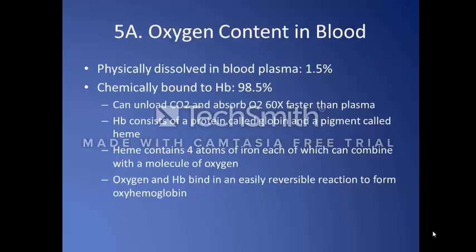Haemoglobin consists of a protein called globin and a pigment called heme. The heme molecule contains 4 atoms of iron, each of which can combine with a molecule of oxygen, and they bind in an easily reversible reaction to form oxyhemoglobin.